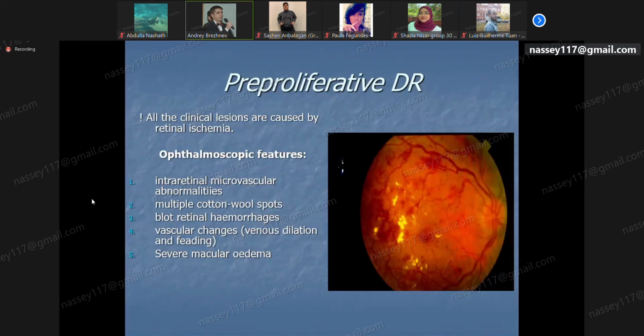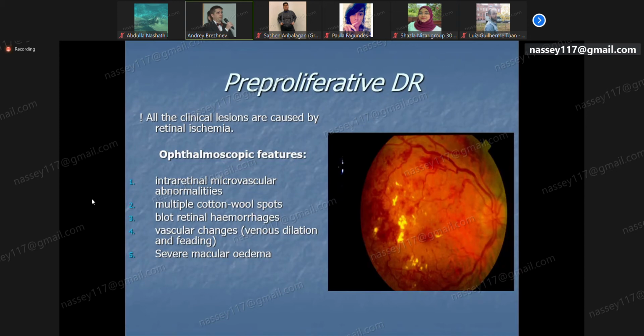The second stage, pre-proliferative, has more severe symptoms and a high risk of development of proliferation. In this stage, changes are superadded to the changes of the previous stage, non-proliferative, and all the clinical changes are caused by retinal ischemia. So ischemia is the basic pathogenetic factor in case of diabetic retinopathy.